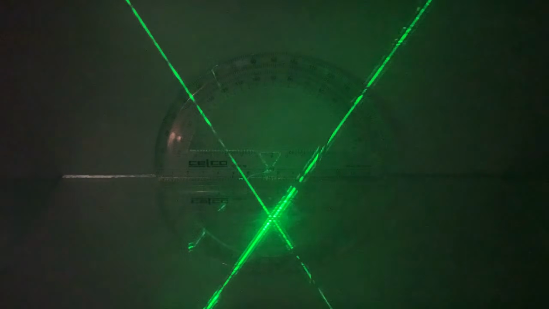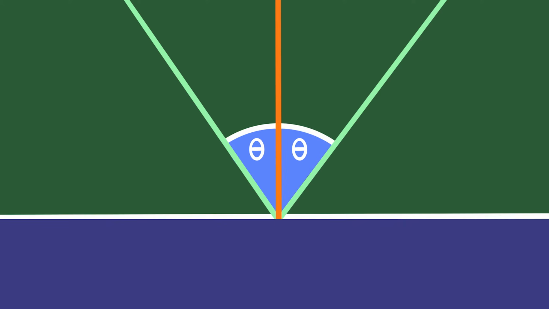I have here a high-powered green laser reflecting off a plane mirror and a fog machine so we can better see the beam. As you can see, the beam reflects symmetrically, or in other words, the angle of incidence equals the angle of reflection.